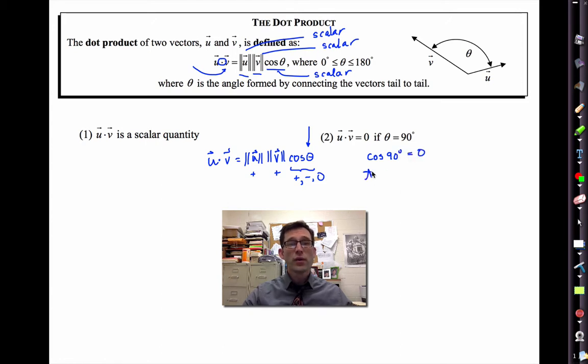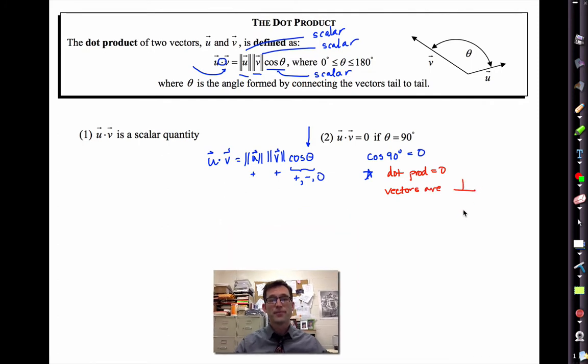This is really, really important. What it means is that if I do a dot product and I get 0, it means that the two vectors must be perpendicular to each other. So a dot product of 0 means that vectors are perpendicular to each other.